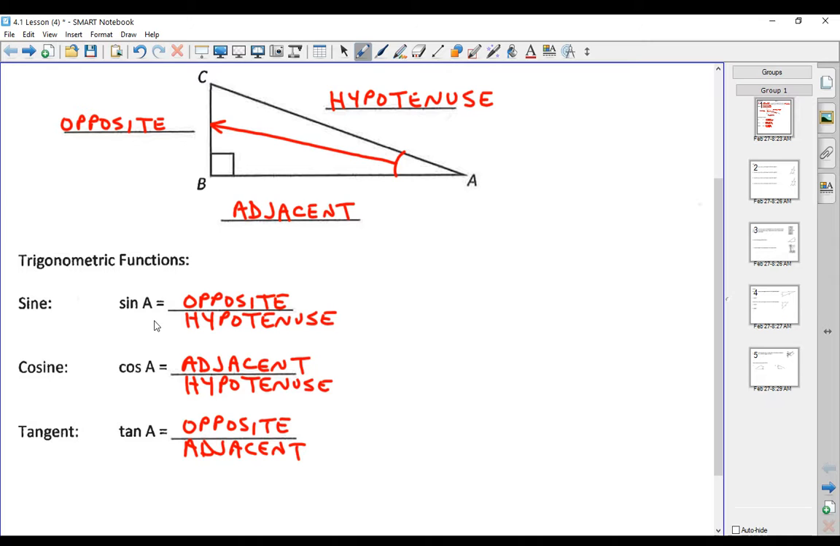Now you need to know these trig ratios, and a really easy way to remember this is a mnemonic that we call SOHCAHTOA. It stands for sine is opposite over hypotenuse, cosine is adjacent over hypotenuse, and tangent is opposite over adjacent. So if you can remember SOHCAHTOA, you can remember the three trigonometric ratios.